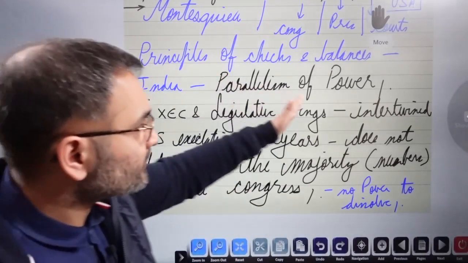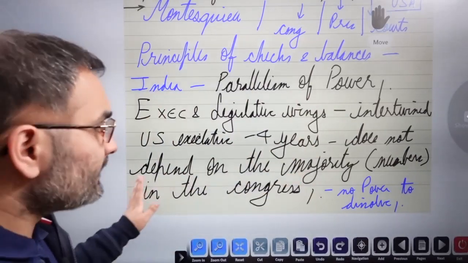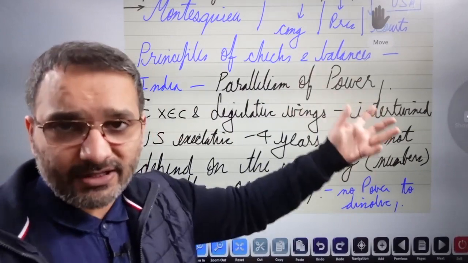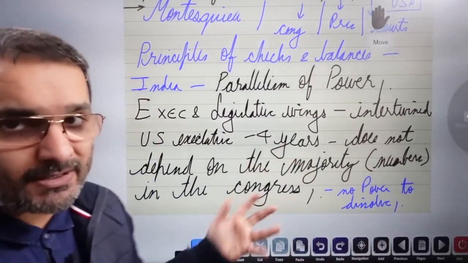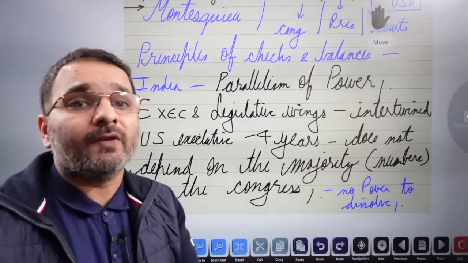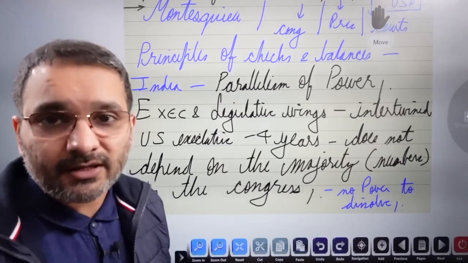Yahan pe aisa kuch nahi. So in the US executive, the president is elected for 4 years, and it does not depend whether he or she enjoys the majority numbers in the Congress. Doesn't really matter. हमारे PM के साथ क्या था? You have to enjoy the confidence of the majority in the Lok Sabha, correct? US में ऐसा कुछ भी सीन नहीं.